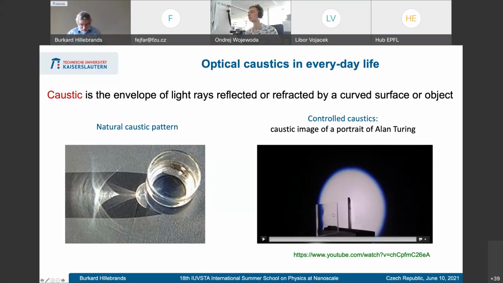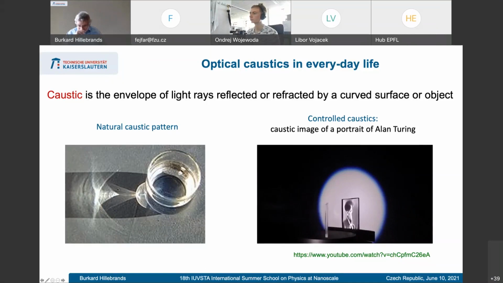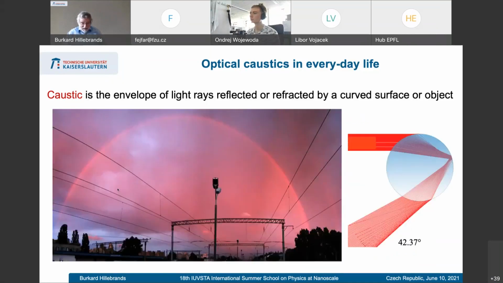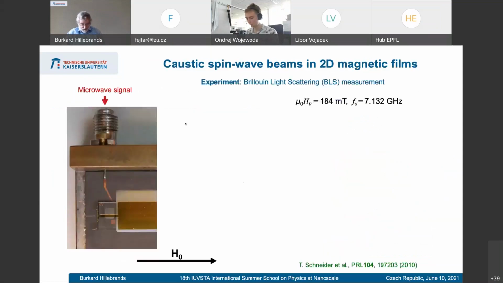You can control caustics, and I found this very nice YouTube video here where people have used this effect to modulate the thickness of a plate. And if you rotate the plate in the sun, you suddenly see a picture of Alan Turing here, generated the same way like a pattern. Another caustic effect, which is very well known, is of course a rainbow, because here we use specific reflection properties of a drop of rain. So you get this nice rainbow here, even with the different colors.